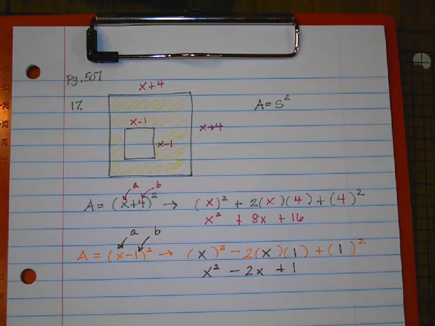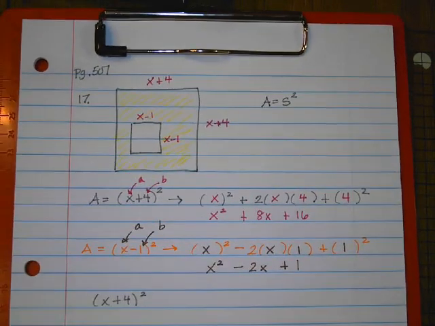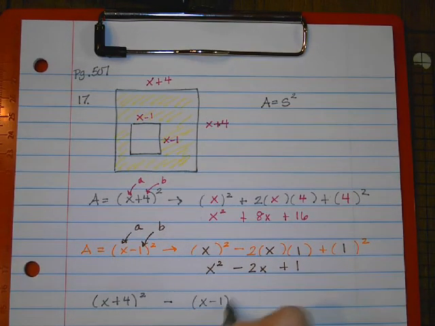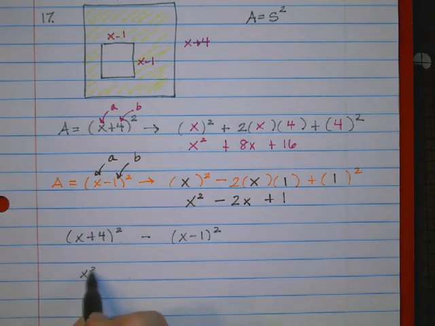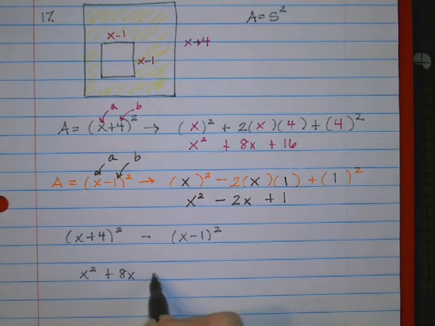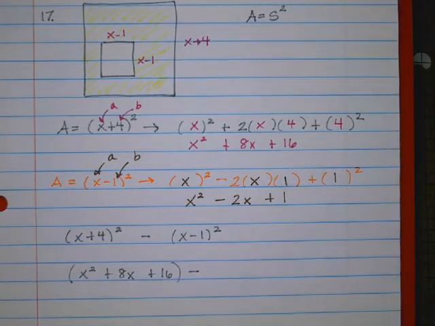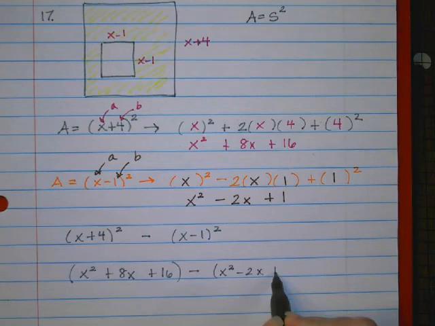So this is where it comes in. That is the review from something you have already done. We're going to take the big one, that x plus 4 squared, the area of the big square, and subtract from that the area of the little one, which is x minus 1 squared. So now I'm going to slide this up a little bit. We take the answer we got from here, which is x squared plus 8x plus 16, and subtract what we got from this one, which is x squared minus 2x plus 1.